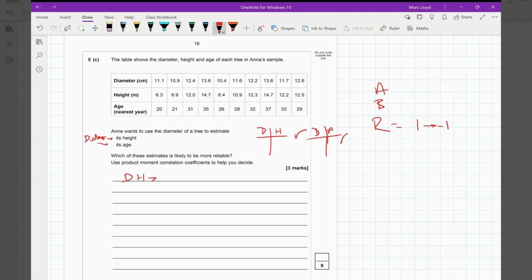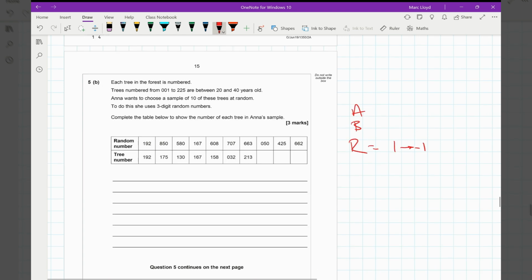So here's one I prepared earlier. The diameter to the height, let me just check my notes, was an R of 0.899366761. I always write the whole number out. The diameter to the age, the R value is 0.81842588, and therefore we can say that diameter to height is more reliable, and that's what should be used. Apologies for going the other way around. We'll go back to 5B now. Luckily they're not connected, you don't need one part for the other.